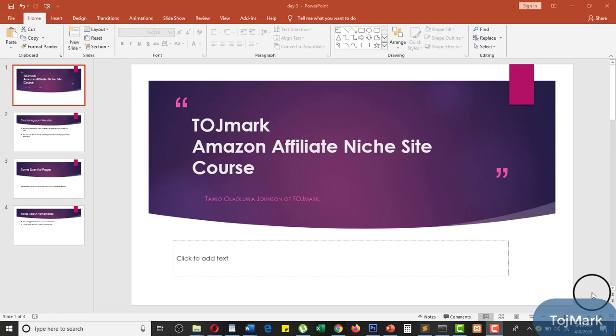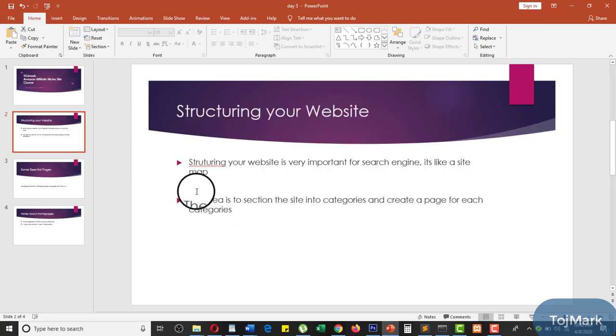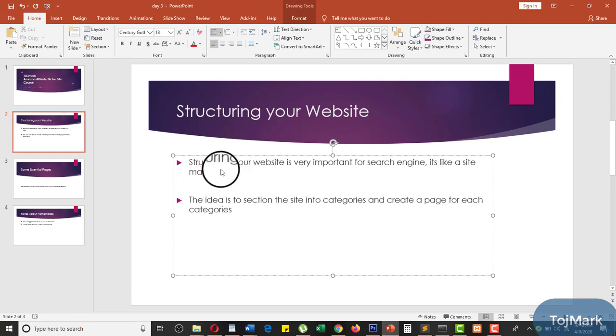This is the fifth module, and in this module, we will discuss how to structure your website, and the importance of structuring your website so that Google can recognize what your website is really all about and get you rank for it. That's what we will discuss in this module. Okay, structuring your website.